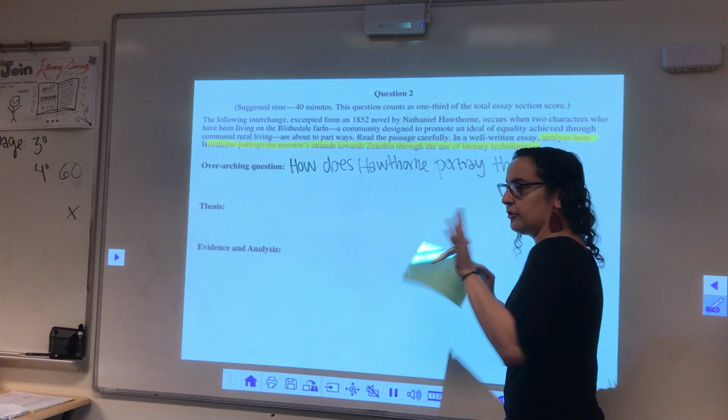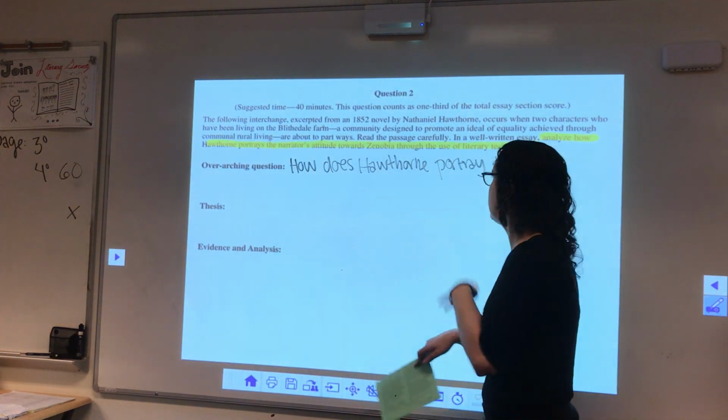And the green paper is yours to write on, so you can write on that, you can write on a separate piece of paper, whatever you would like.